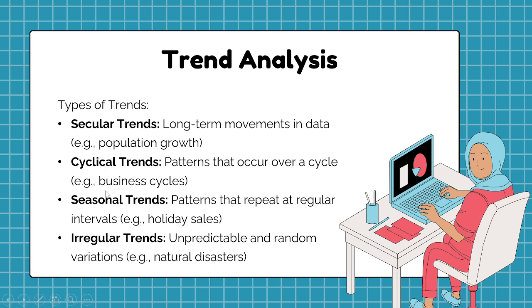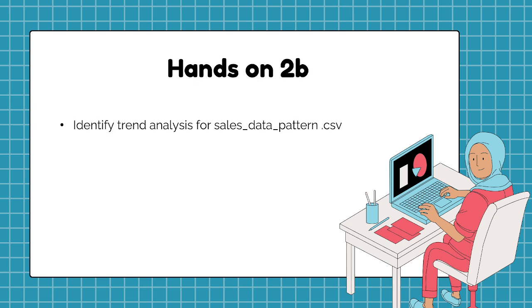Okay, third type is the seasonal trends, a pattern that repeats at regular intervals, such as holiday sales. Okay, and then irregular, whereby it is unpredictable and random variation, such as we can see in a specific case, such as natural disaster. Right, so we will try next hands-on 2B.